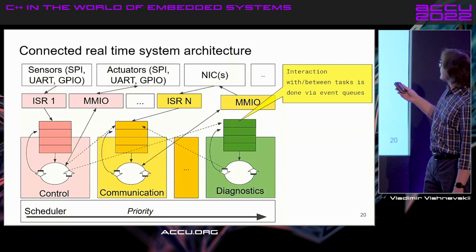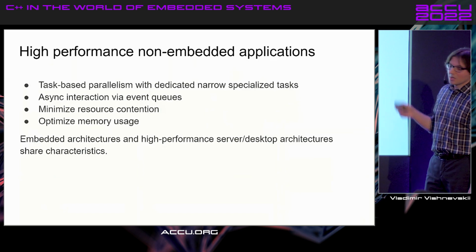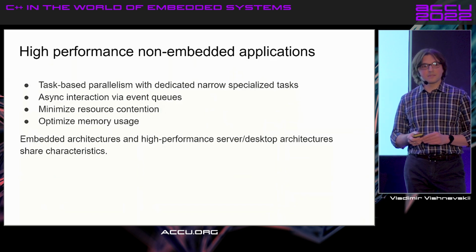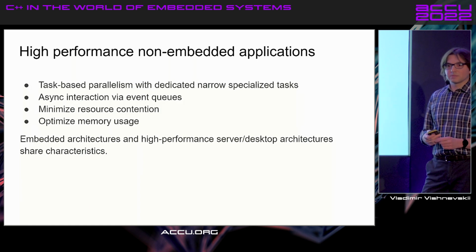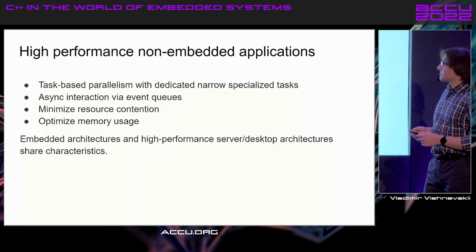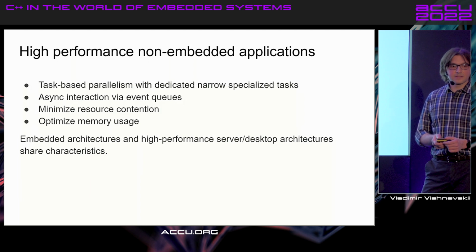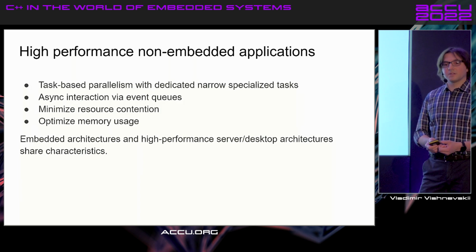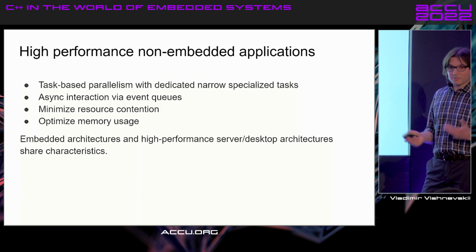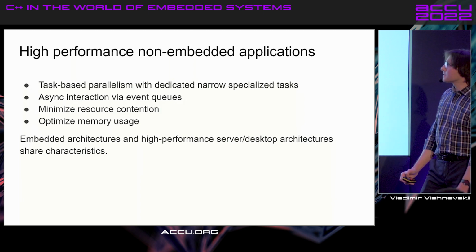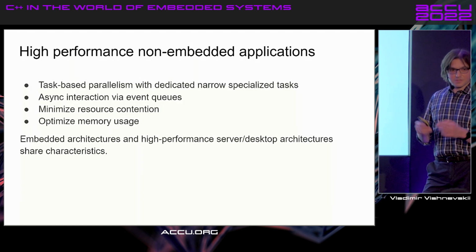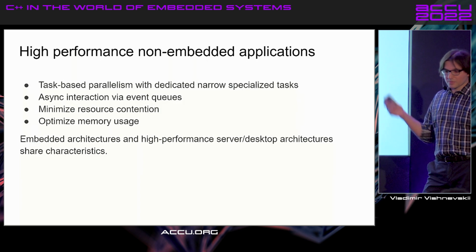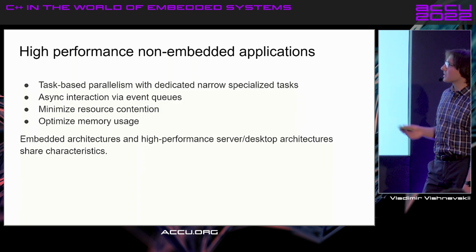And what is interesting here is if we also analyze the application for the high-performance applications that are not designed for embedded platforms, we will see some similarities here. So we will have also task-based parallelism. We will have quite often this reactive architecture with asynchronous interaction between different tasks. Of course, it will be important to minimize the resource contention and the sharing of resources, and of course also there will be a need to optimize memory usage, but this we will cover a bit later.